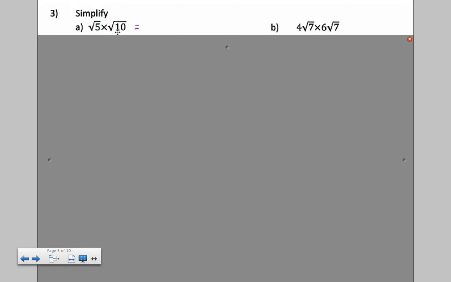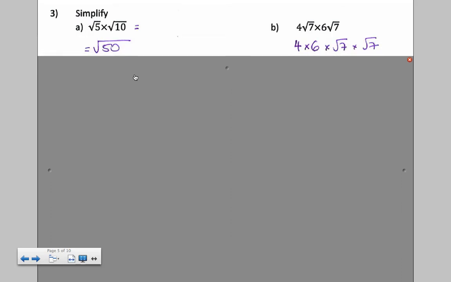Okay, again, I'm allowed to merge this product. So root A, root B is the same as root AB. Gives me root 50. And over here, the order doesn't matter when I'm multiplying, so I can do 4 times 6 and then root 7 times root 7.